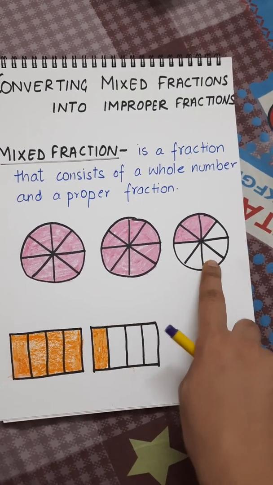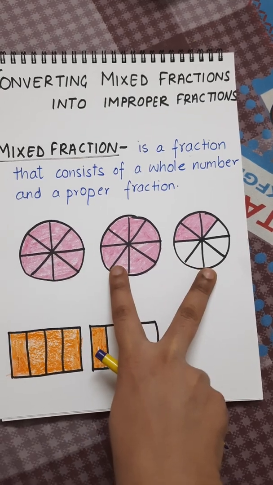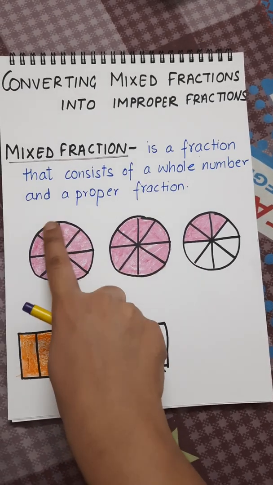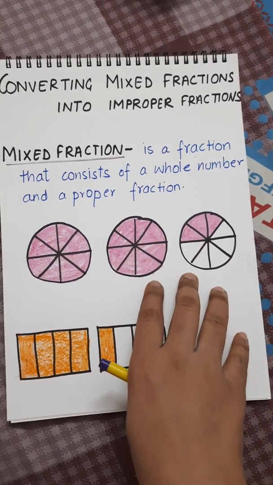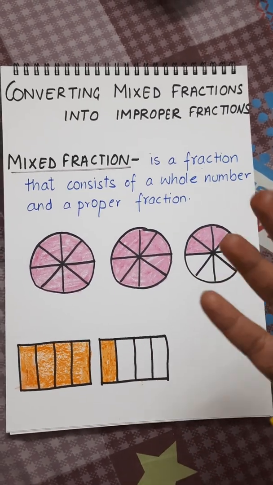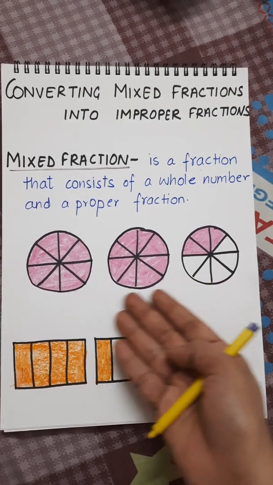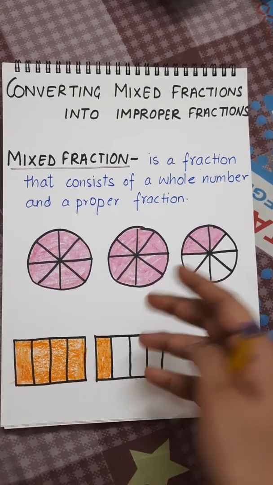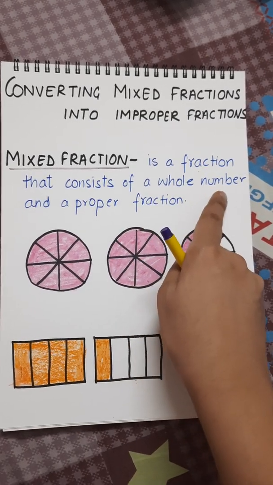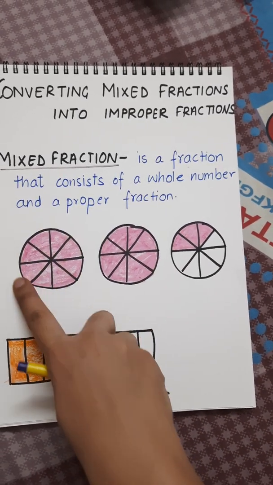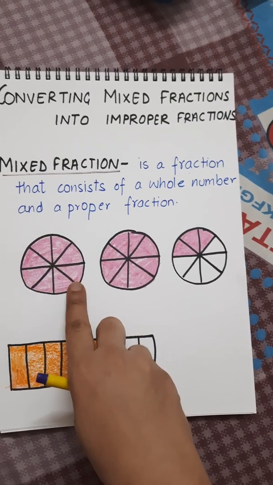Here, you can see these are three parts. This is the total number of parts and this is the selection. I have just given you one example of how we can present a mixed fraction in terms of a diagram. Now look here, whole number. Since a mixed fraction has a whole number, this is the whole part that I have selected.